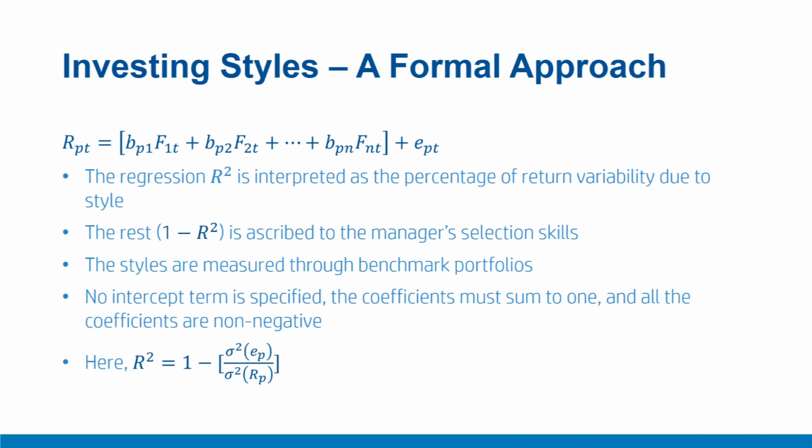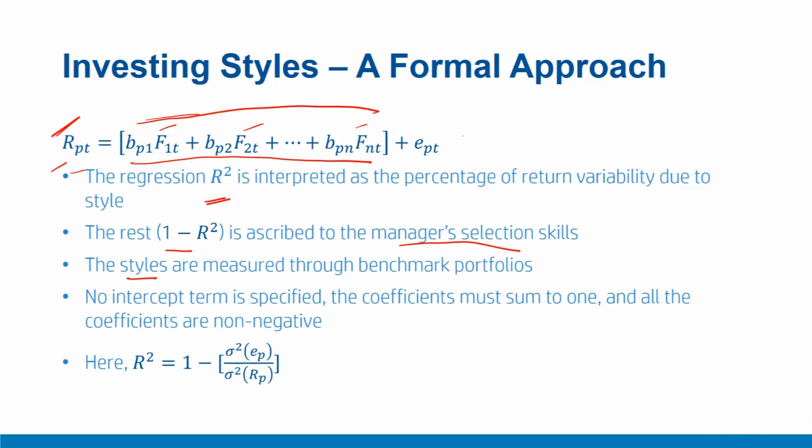In a conventional OLS regression model, R square is the measure which represents how much of the dependent variable is explained by the model. Same as the case here. Here, R square measures the amount of variation explained by these style factors, or the entire model. That is the percentage of variability in portfolio return explained by the style. The remaining part, 1 minus R square, is ascribed to the manager's selection capabilities, his ability to select stocks that are undervalued. Now, these styles are measured by benchmark portfolios that proxy F1, F2, and FNT, these factors.